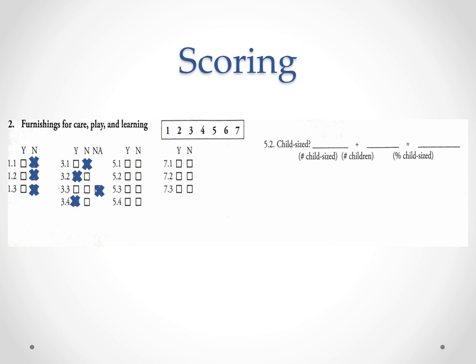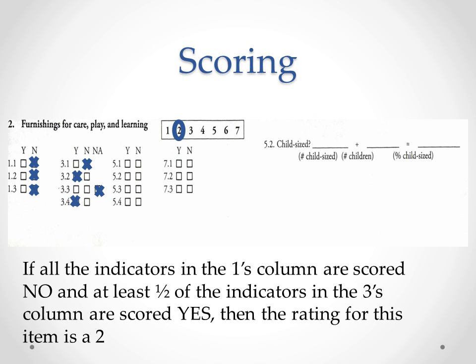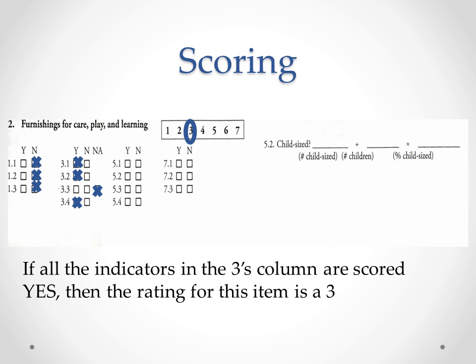A rating of 2 is given when all indicators under 1 are scored no and half the indicators under 3 are scored yes. Notice that one of the indicators under 3 is scored not applicable. Indicators scored NA are not counted when determining the quality rating for an item. A rating of 3 is given when all indicators under 1 are scored no and all indicators under 3 are scored yes.